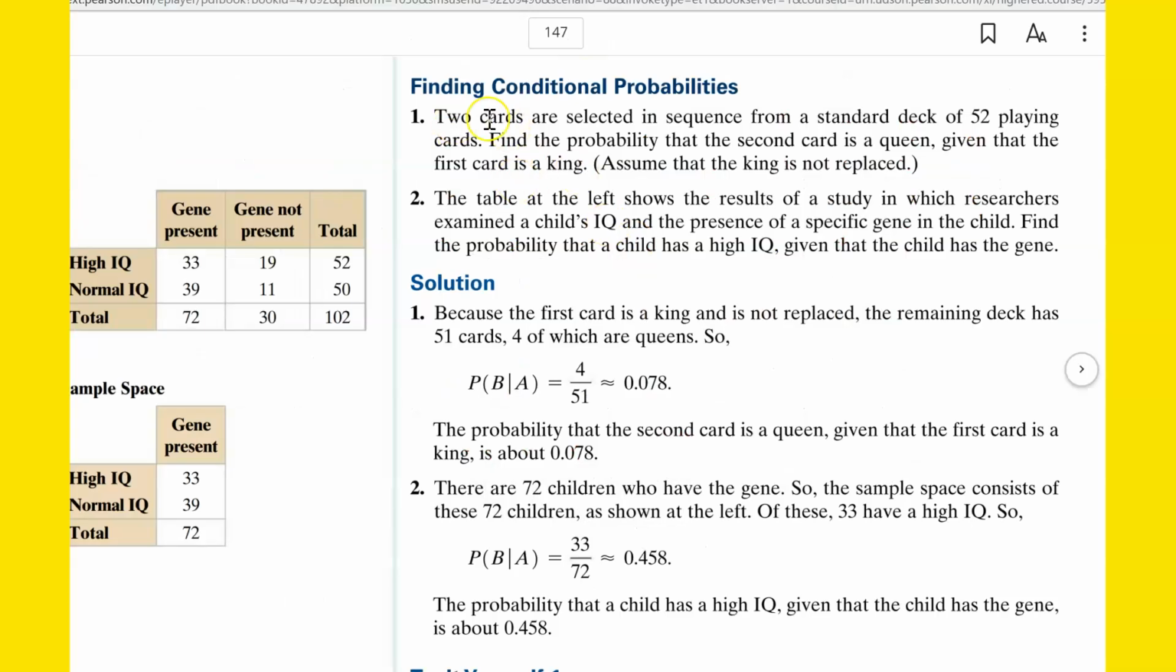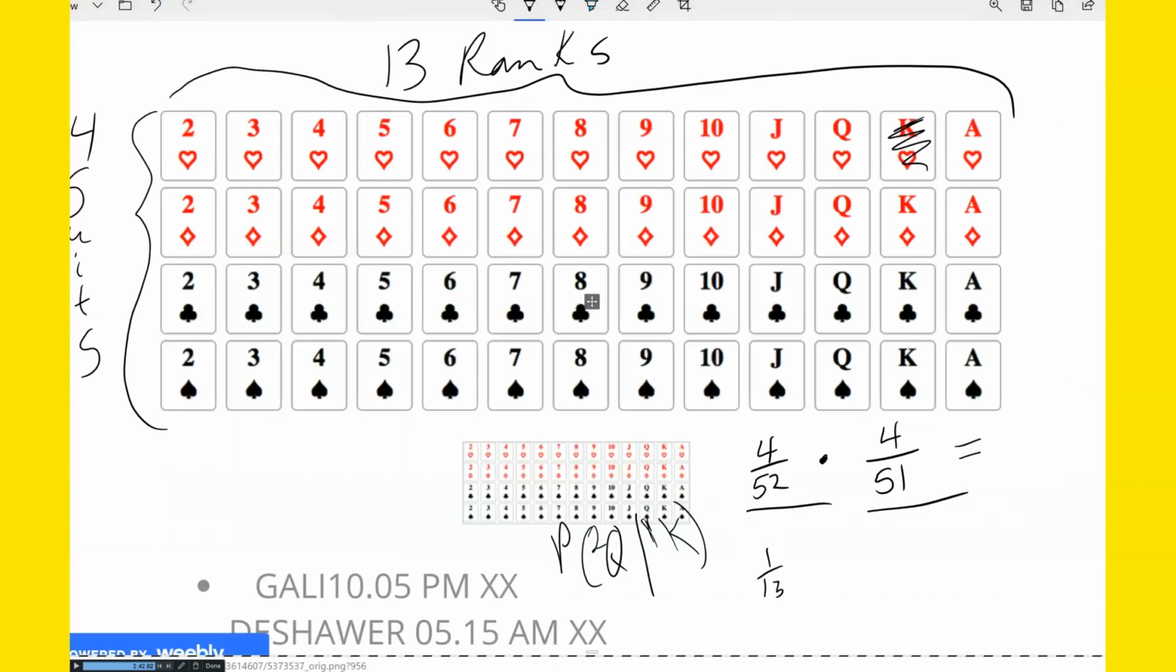All right, so looking back at this problem, I'm actually realizing here that I got a little ahead of myself. I got ahead to the next few examples, but it doesn't actually ask me what's the probability that I get a king and then a queen. It's just asking me the second part. Find the probability that the second card is a queen, given that the first card is a king. So looking back, the only thing that they're asking me to find is this part right here.